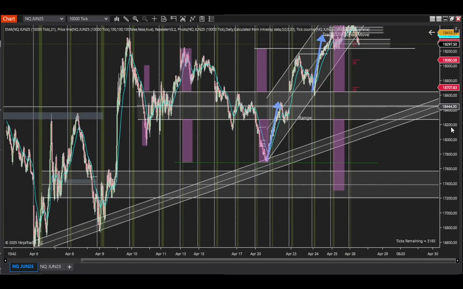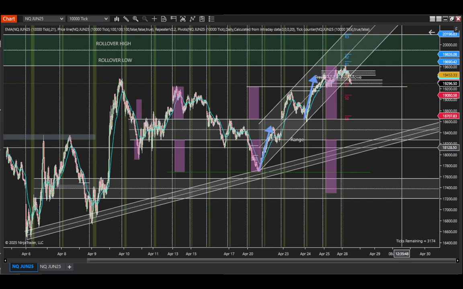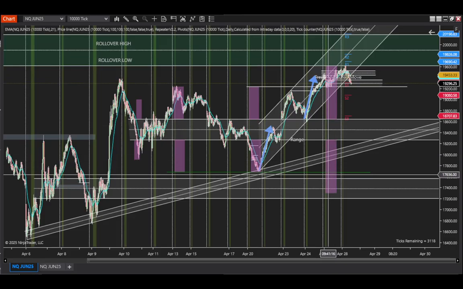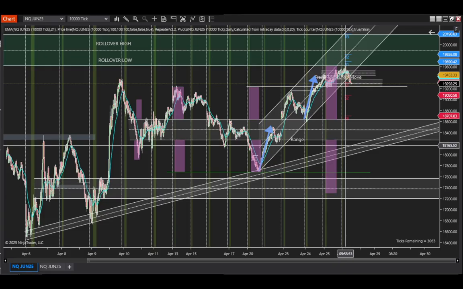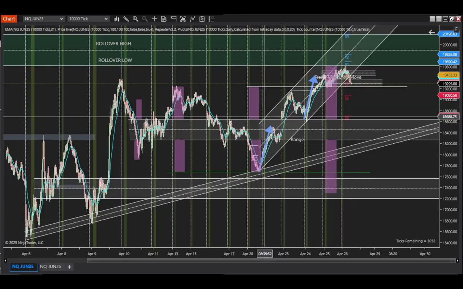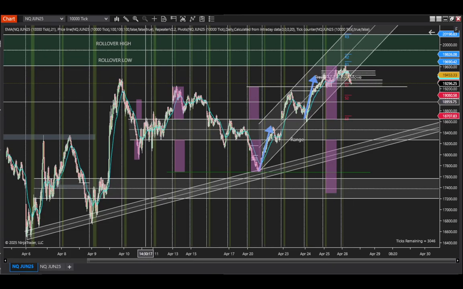So yeah, we got a lot going on here. We got a lot of targets below. Long-term wise, down here, 17,200 in this range is something that I'm looking at. So I got short-term targets. I got longer time frame targets.